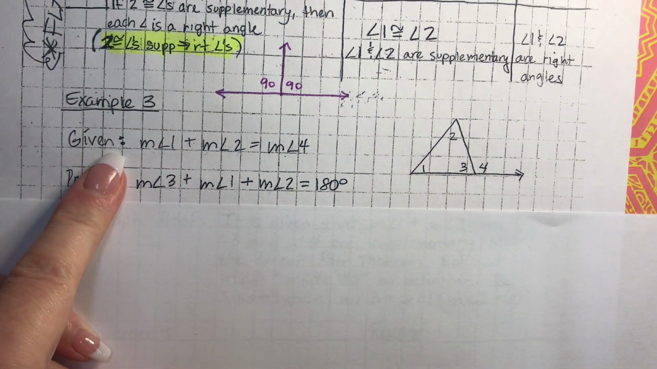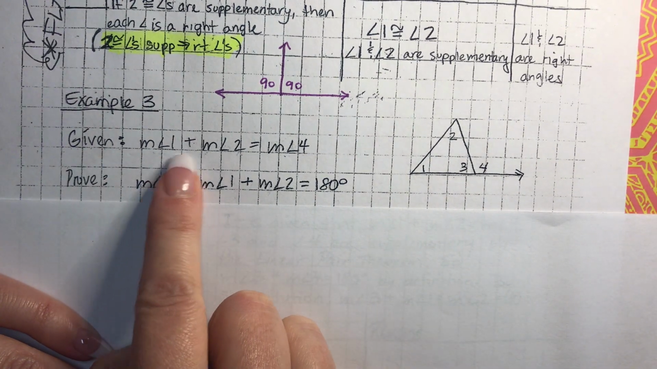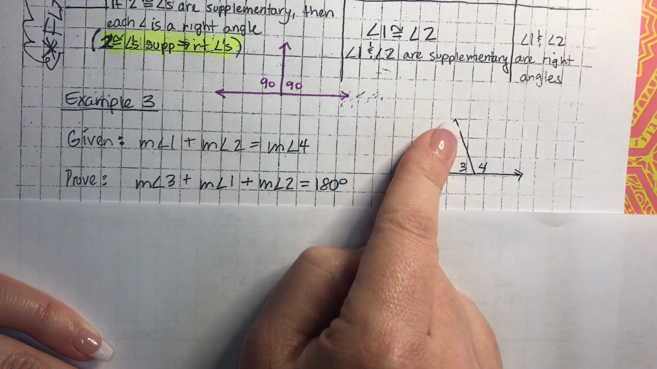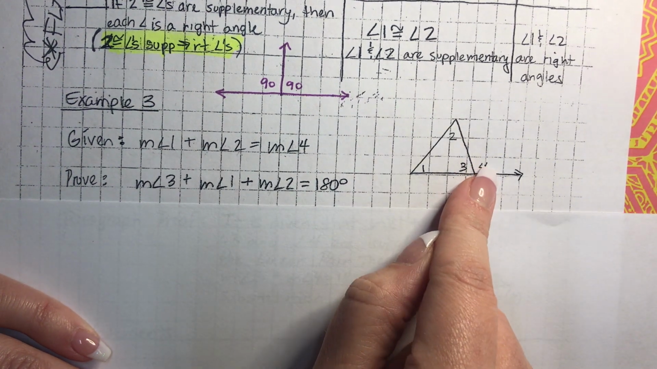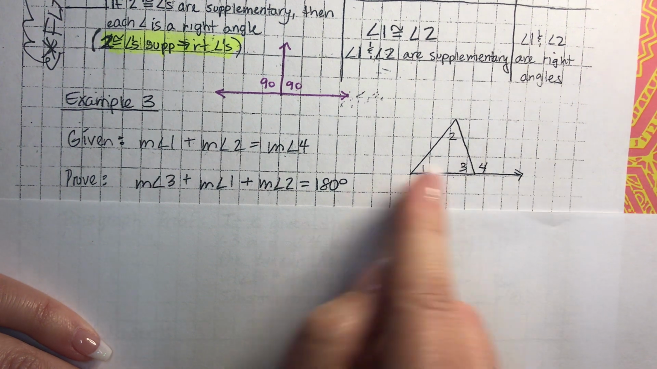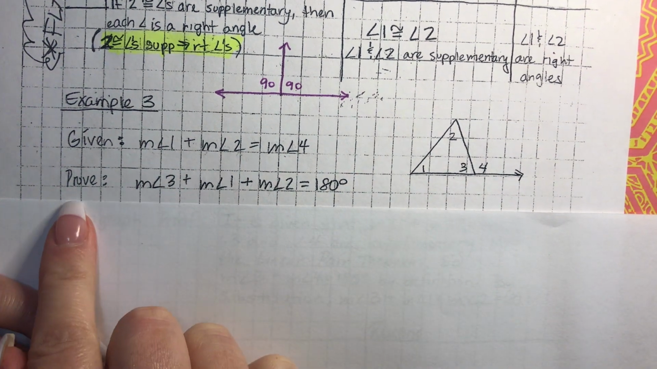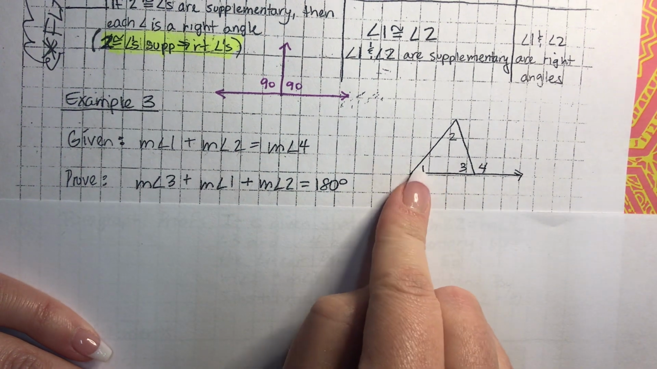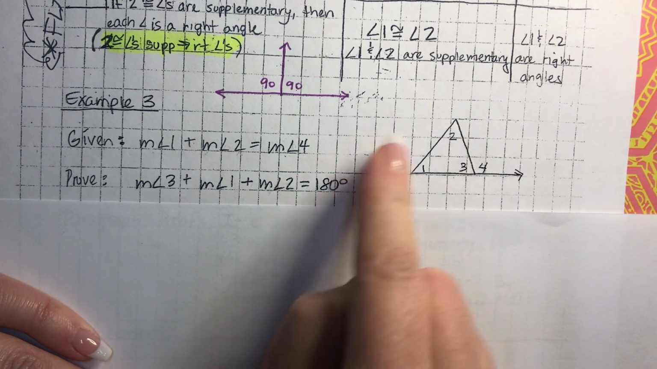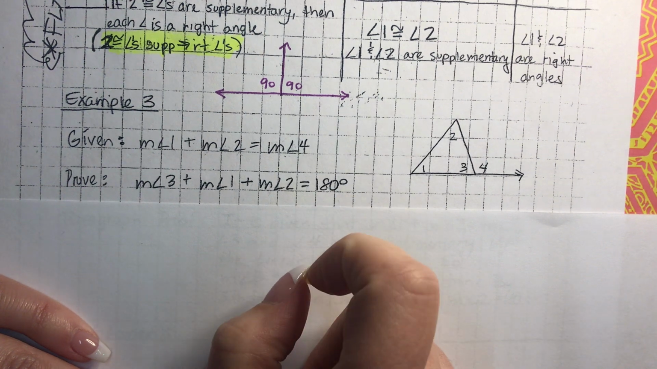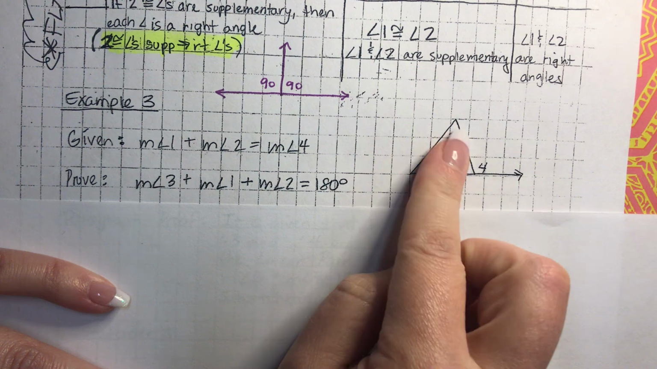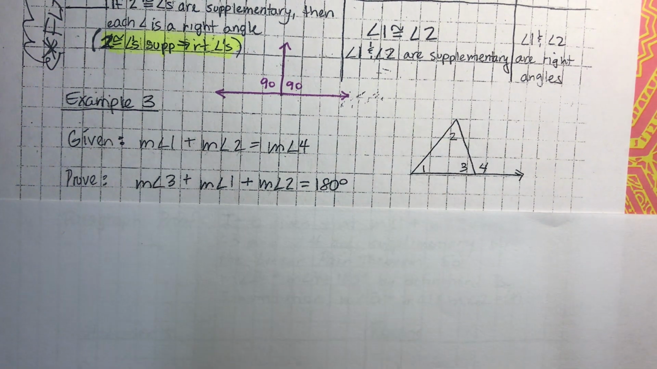Now let's look at what they're giving us. They're saying the measure of angle 1 plus the measure of angle 2 equals the measure of angle 4. So this angle plus this angle equals this angle. That's all that they're giving us. We need to prove that the measure of angle 3 plus the measure of angle 1 plus the measure of angle 2 is equal to 180 degrees. So we need to prove that.